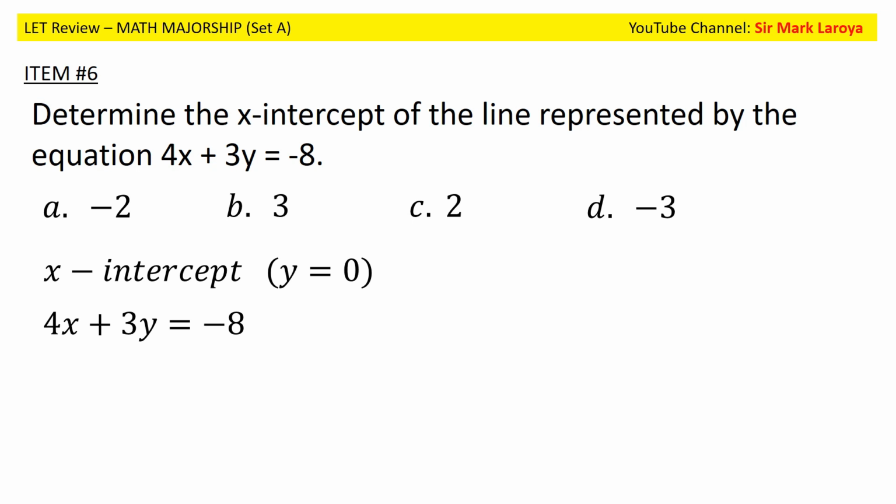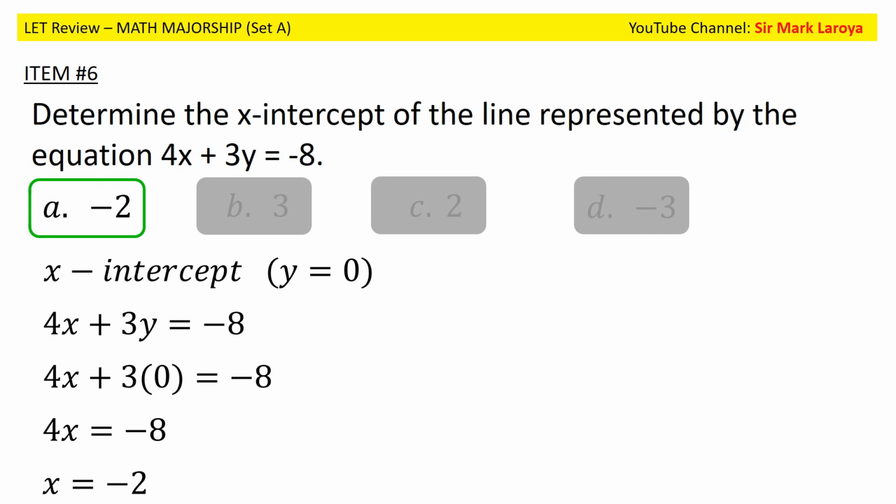So, all you have to do is to substitute the value of y equal to 0 doon sa ating equation. 4x plus 3y equals negative 8. This will become now 4x plus 3 times 0 equals negative 8. So, this will now become 4x equals negative 8. So, may coefficient pa yung ating x. So, all you have to do is to divide both sides by the coefficient of 4. So, x now will be equal to negative 2. So, that means the x-intercept of our line represented by 4x plus 3y equals negative 8 na equation is negative 2. That is letter A.